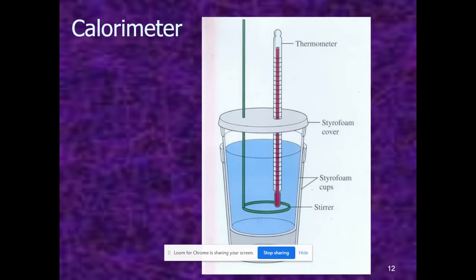of something called a calorimeter, where calorie, think of that as heat, or energy, and meter meaning to measure. So a little etymology there. What calorimeter means: measure heat, measure energy.